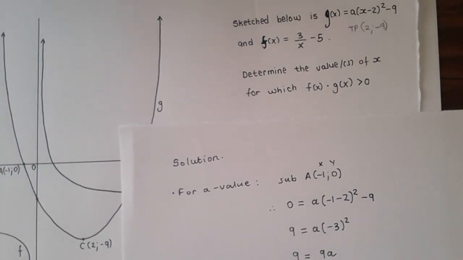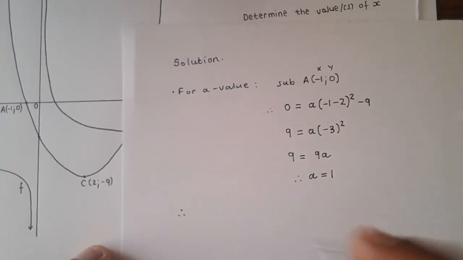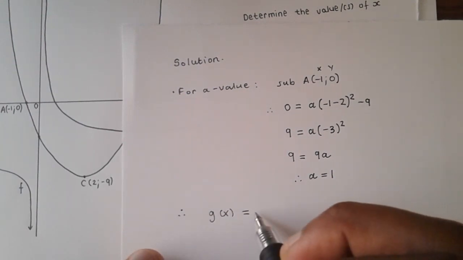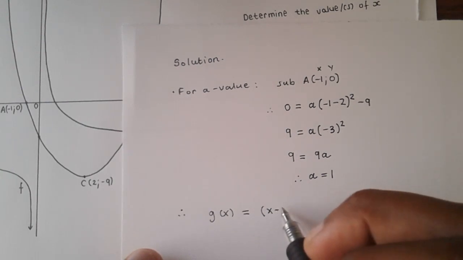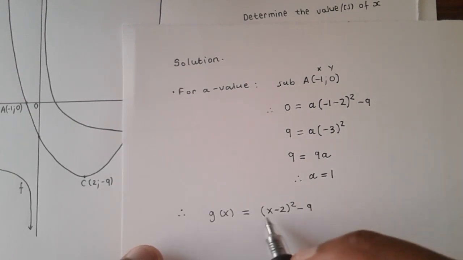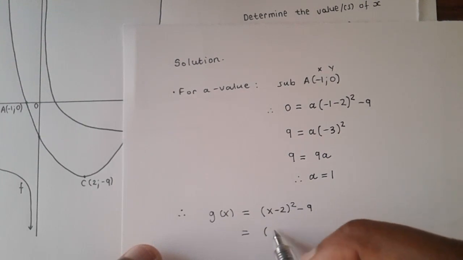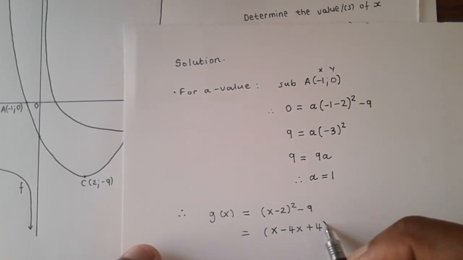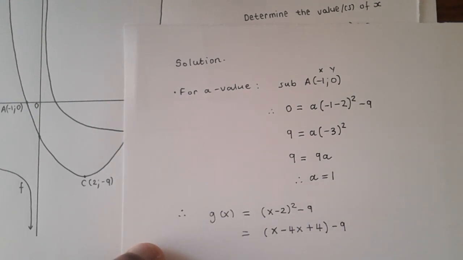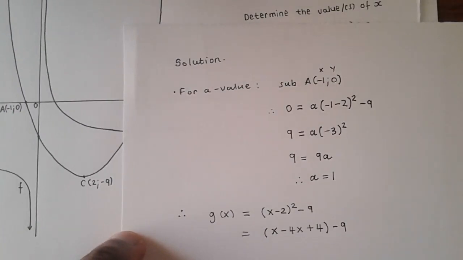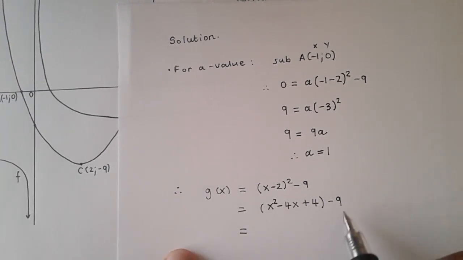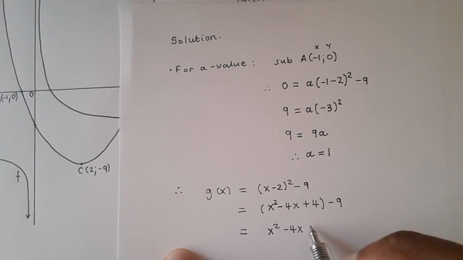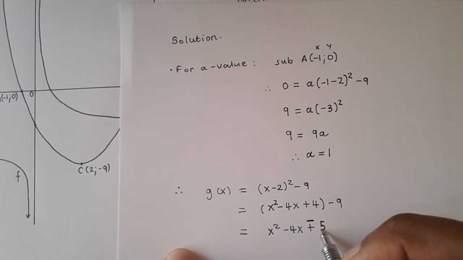Going back over here, g of x equals a, which is 1, we don't really care about that anymore, times (x minus 2) all squared minus 9. Then we can distribute this out, which gives us x squared minus 4x plus 4. Pardon me, I was missing a square over there. We still have that minus 9. If we collect like terms, which is this minus 9 and this plus 4, we have x squared minus 4x minus 5.